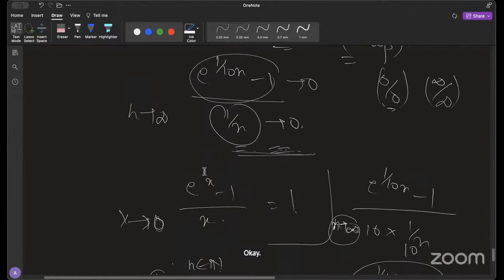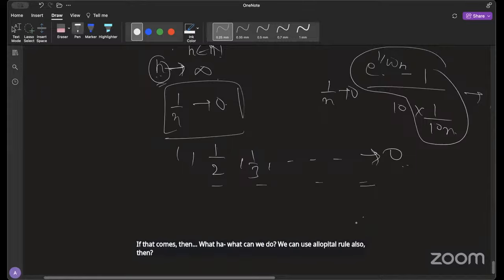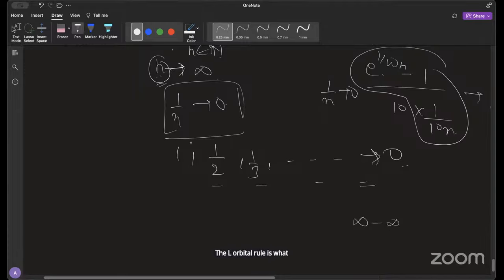And there is one more indeterminate form, that is infinity minus infinity. If that comes, then what can we do? We can use L'Hopital rule also then. The L'Hopital rule is what you're supposed to do, but do we have questions on the infinity minus infinity form? I don't think so, ma'am, but in general I was asking. You just convert it to 0 by 0 form first, or infinity by infinity form first, and then you use L'Hopital's rule.